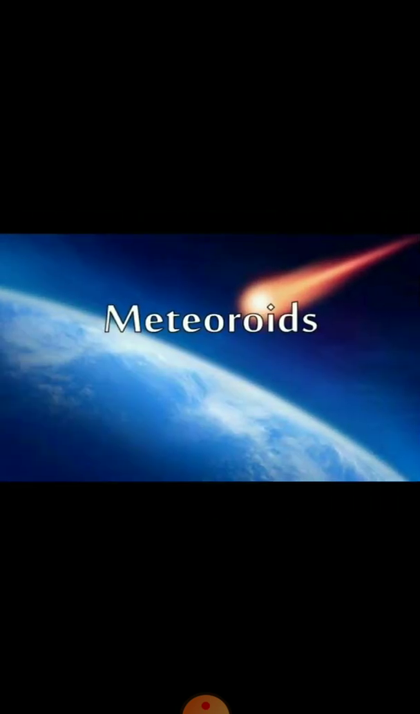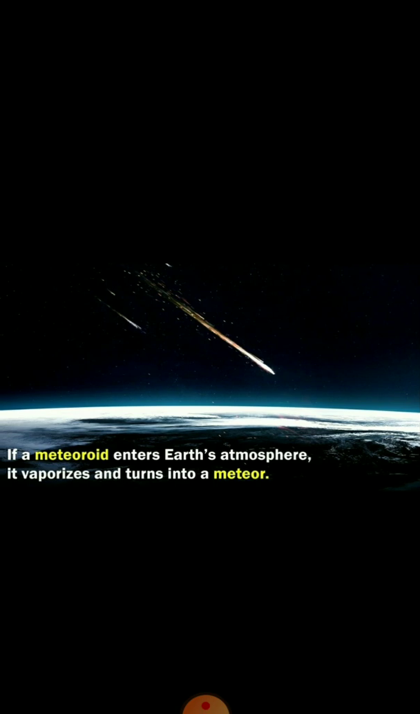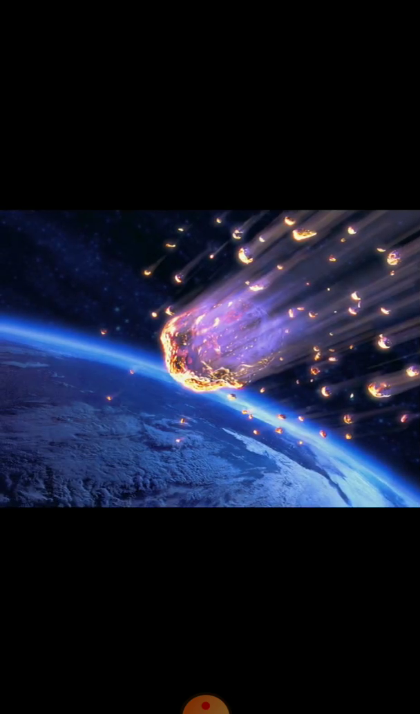Meteoroids. Meteoroids are small pieces of rock and dust which move around the Sun. Sometimes these meteoroids enter the Earth's atmosphere and begin to burn because of the friction with the air. These burning rocks, known as meteors, are commonly called shooting stars.